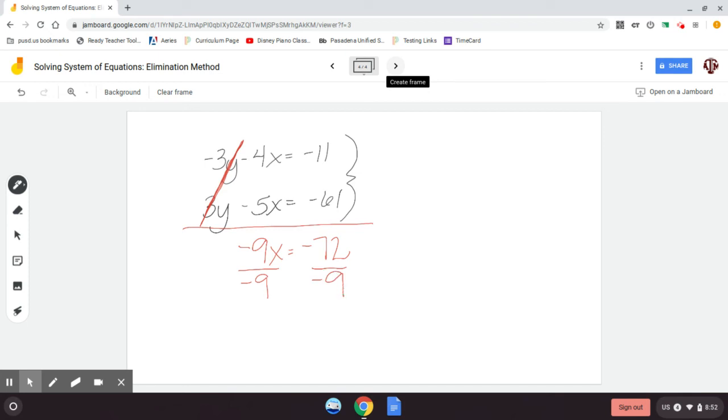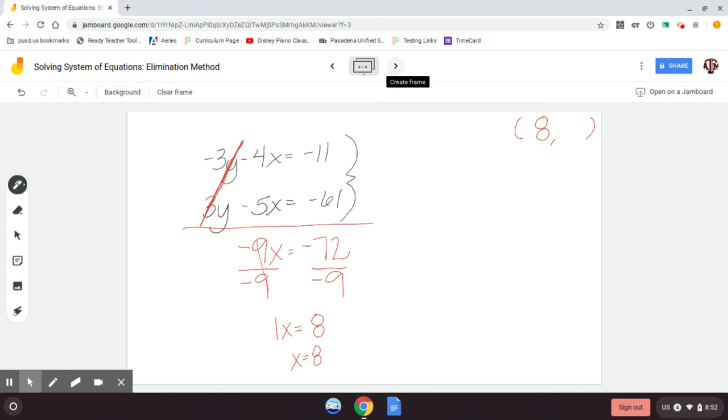Negative 9 divided by negative 9 is 1. Negative 72 divided by 9 is positive 8. A negative and a negative with division make a positive. And we know that 1x is the same as x. Okay, so in our coordinate pair, this is where they cross. The x value comes first.